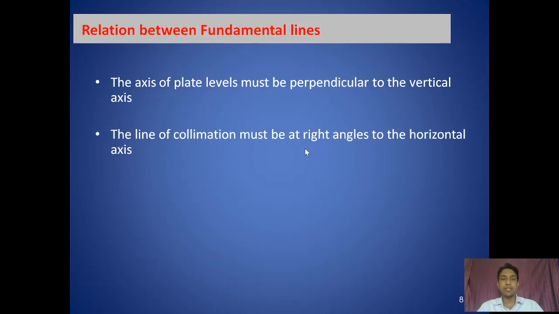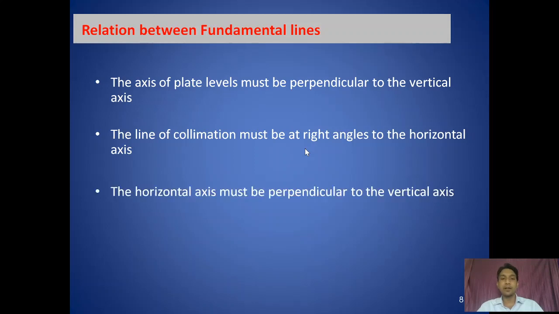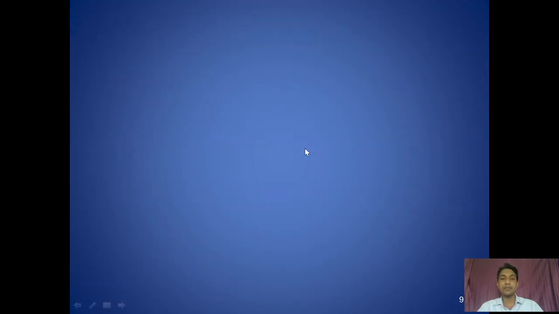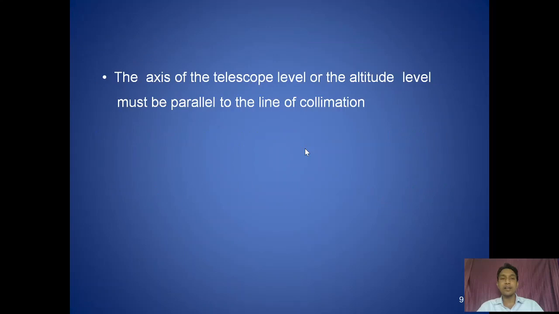Next is that the line of collimation must be at right angles to the horizontal axis. What do we call line of collimation? Line of sight. Line of sight should be at right angles to the horizontal axis, that is transverse axis. Then the horizontal axis must be perpendicular to the vertical axis. What should be the angle between the two? 90 degrees. Then the axis of the telescope level or the altitude level must be parallel to the line of collimation.